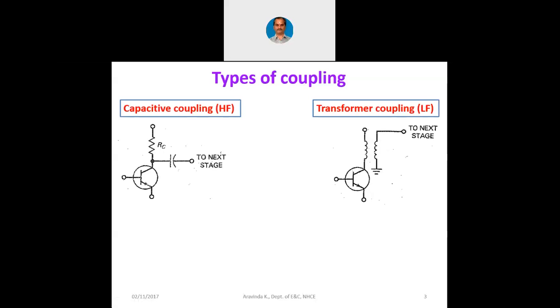Now you can see this capacitive coupling and transformer coupling. Whenever we have to pump a large amount of power to the load, in general they prefer transformer coupling, because the transformer is working through electromagnetic induction. So that is one advantage of transformer coupling.